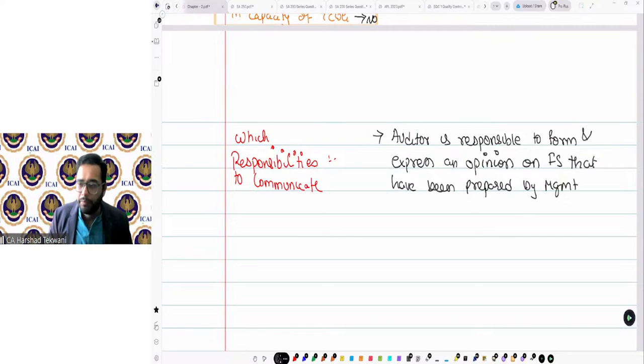Prepared by management and those charged with governance. So whatever financial statement you have prepared, I will express an opinion whether they are giving a true and fair view and whether they are compliant with the applicable financial reporting framework or not.